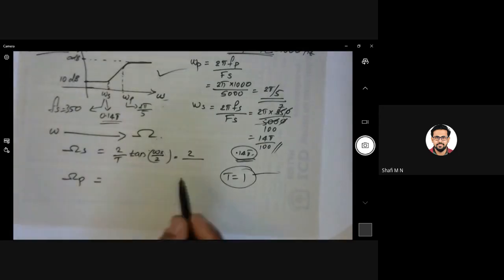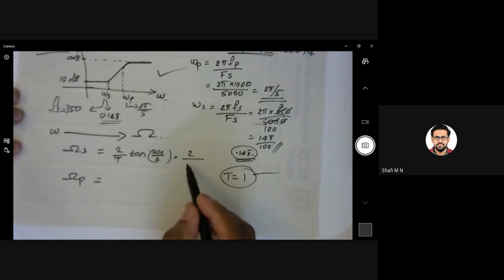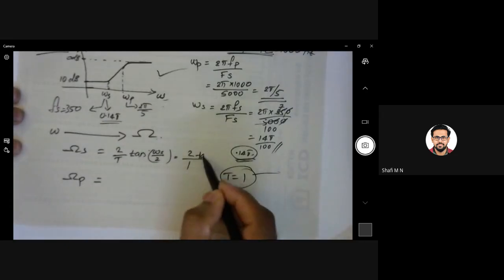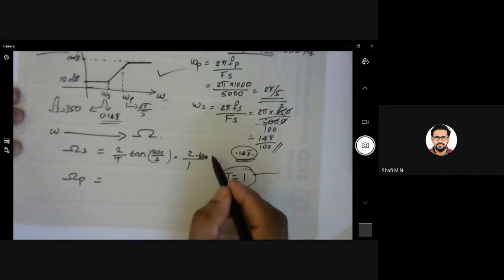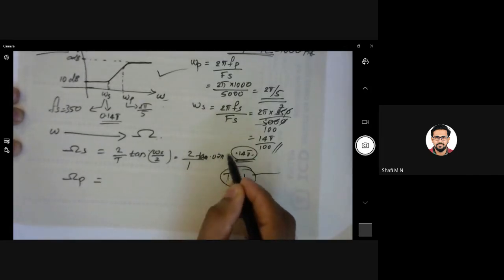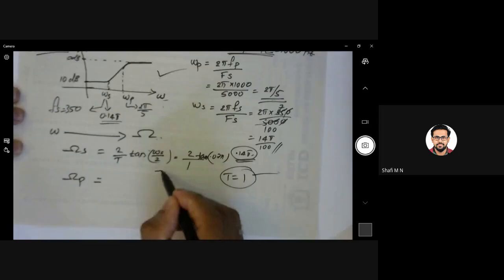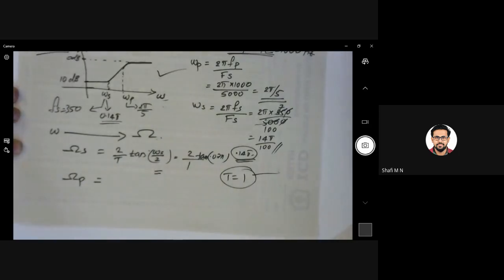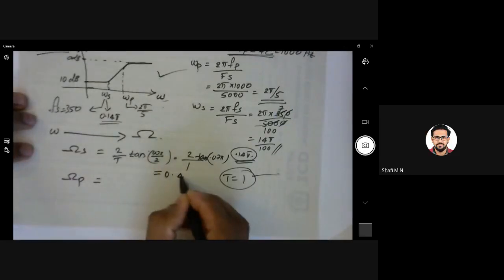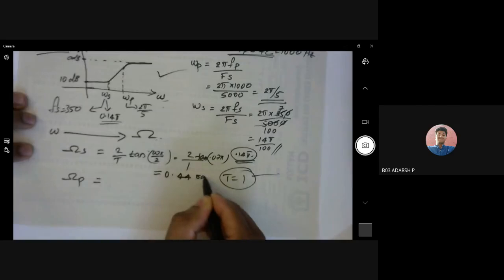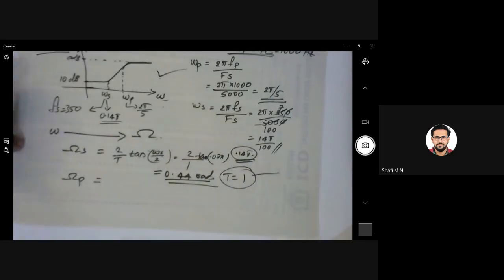So find omega s and omega p. Just tell me the values. I can substitute t equal to 1, and this is tan omega s by 2, 0.14 by 2, 0.07 pi. So what will be this value? 0.44. Okay, that much radians, right?